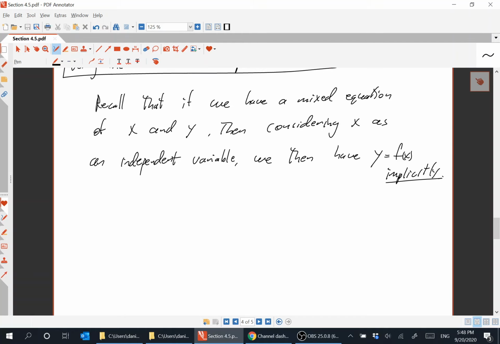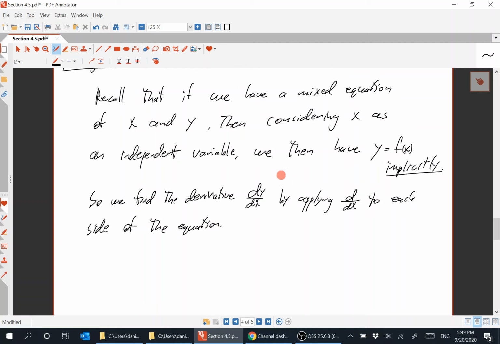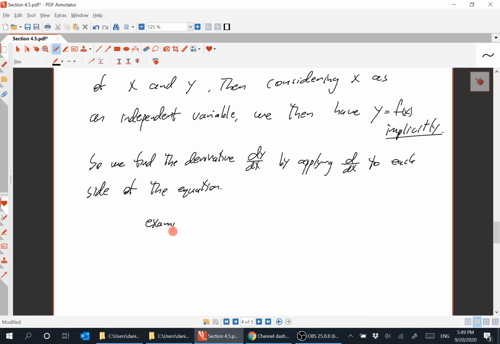So we find the derivative dy/dx by applying d over dx to each side of the mixed equation. If you remember how that goes, suppose we had x squared plus xy plus y squared equals 1. Then you apply the differential operator d over dx to each side.